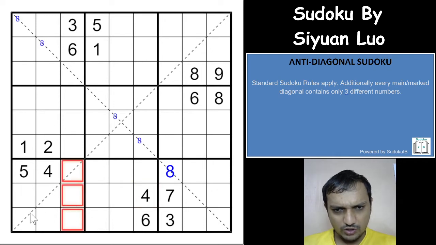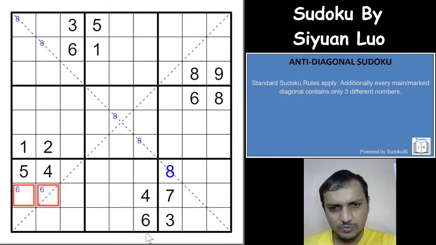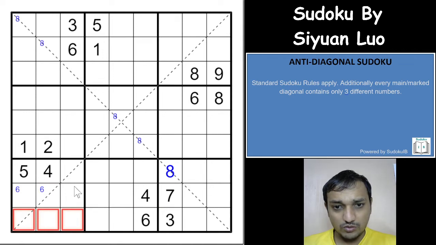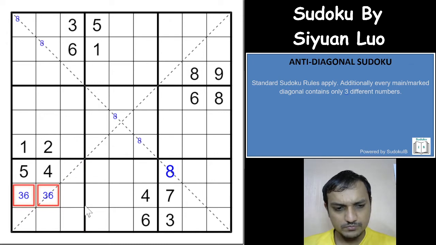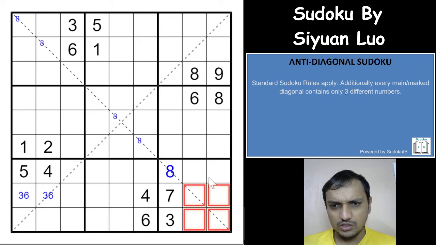Okay, 6 cannot be here, so this cell would have to be a 6. Same way, this cell would also have to be a 3. I remember that. So it's a 3-6 pair here. Okay, which means 6 cannot be here.